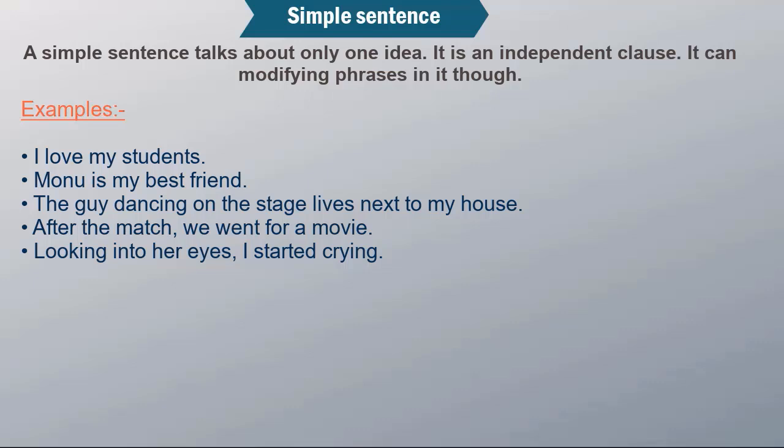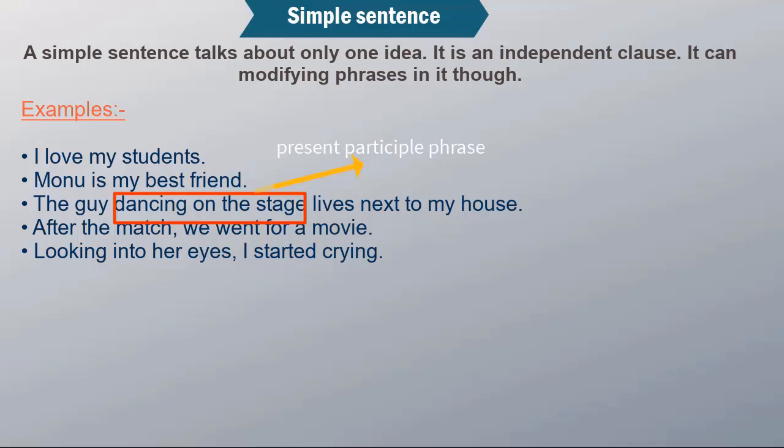Examples: I love my students. Again, simple sentence, independent clause talking about one idea. Monu is my best friend. One idea. The guy dancing on the stage lives next to my house. Again, talking about one idea. It has some modifiers. The guy dancing on the stage, that's a present participle phrase giving information about the subject, the guy.